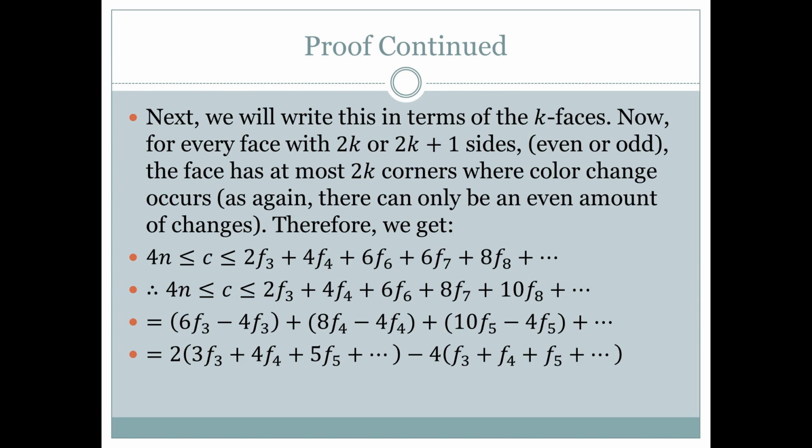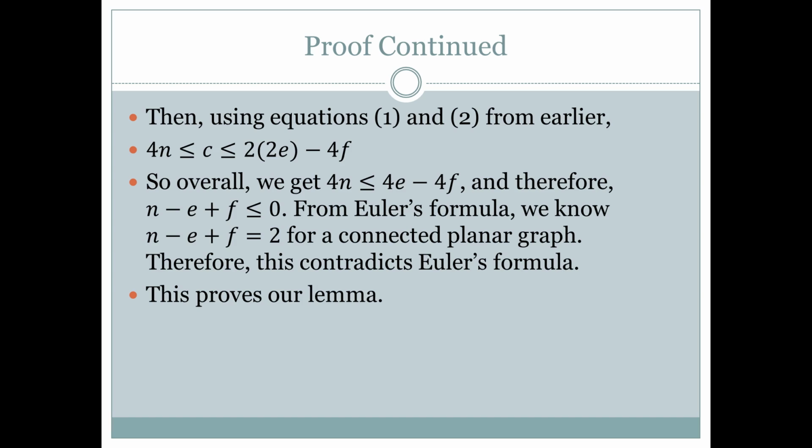So combining it all together, we get 4n is less than or equal to 4e minus 4f, which we can rearrange to n minus e plus f is less than or equal to 0. Now from Euler's formula, which we learned in class, we know that n minus e plus f should equal 2 for a connected planar graph. Therefore, this contradicts Euler's formula. So that's the proof of that.